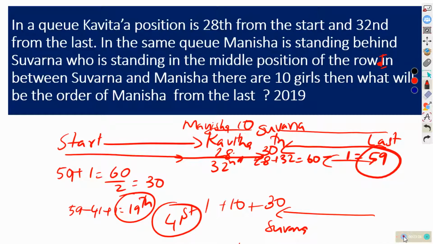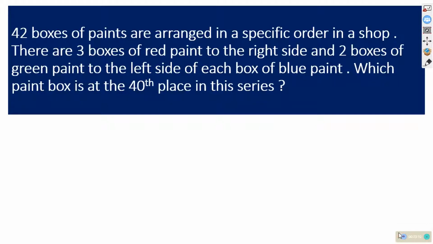I did it twice because earlier I did it slowly and I felt it needed more. 42 boxes of paints are arranged in a specific order in a shop. There are 3 boxes of red paints to the right side and 2 boxes of green paint to the left side of each box of blue paint. The question over here is, which paint box is at the 40th place in this series? So it is about the arrangement of boxes of paints in a shop.